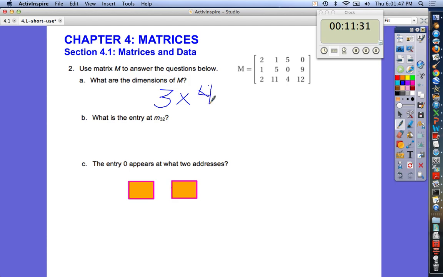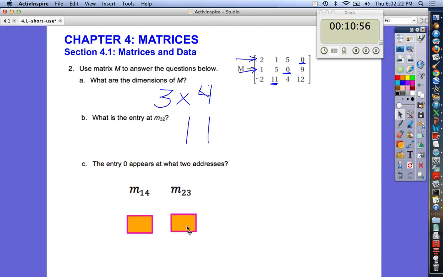And if we want to know what the entry at M sub 3,2 is, we would go down to the 3rd row and then to the 2nd column. And we would see that the number 11 falls there. And we can also see that 0 occurs at 2 places. First here in row 1 and then in row 2. So the address for the zeros in our matrix would be M sub 1, 4 for row 1, column 4, and then M sub 2, 3 for row 2, column 3.